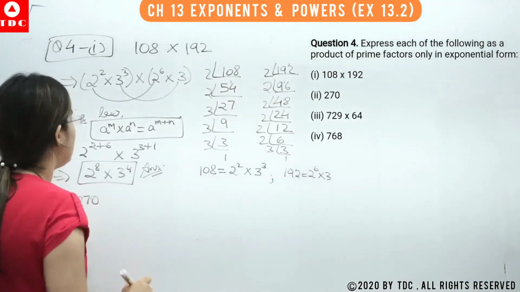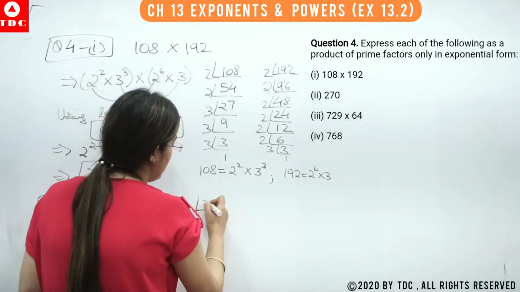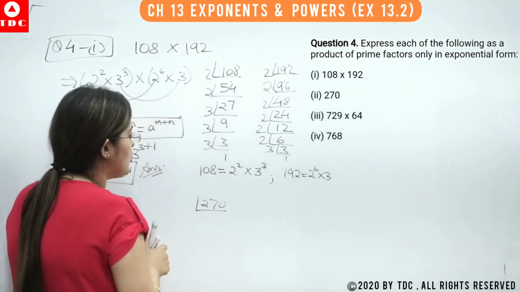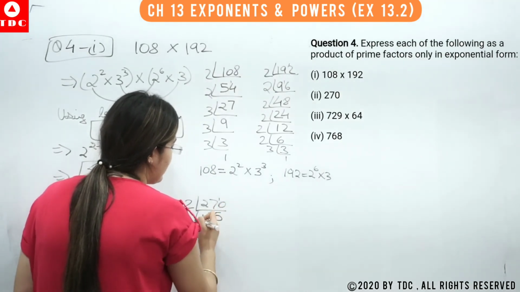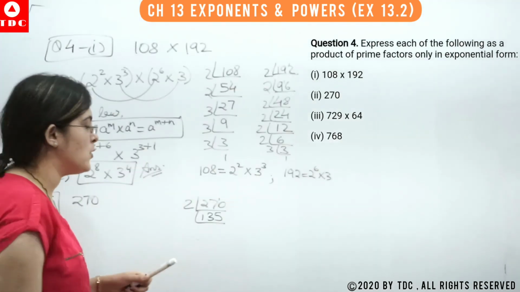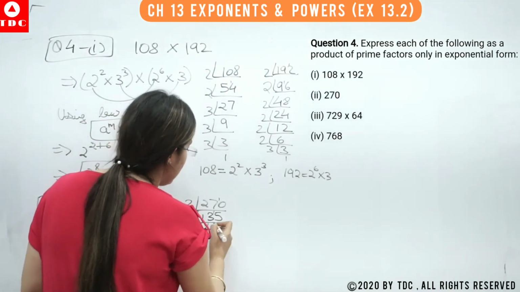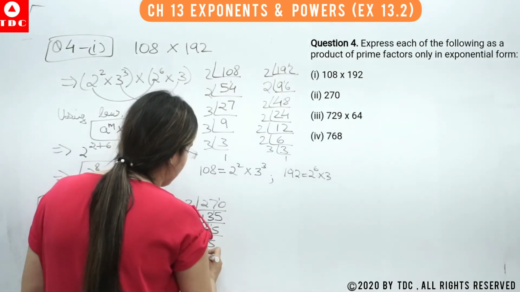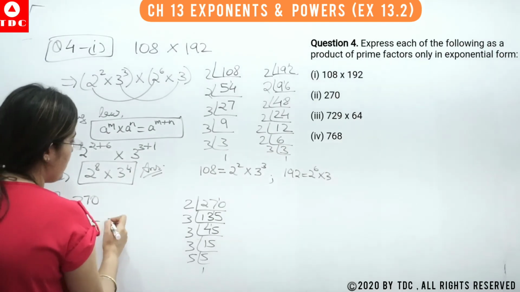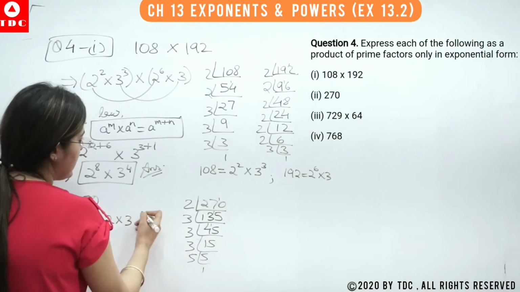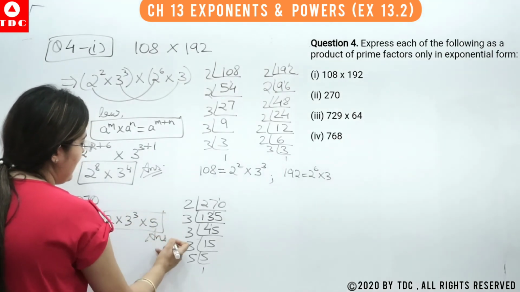It is 270. So 270, first let's prime factorize it. Let's start from 2. 2 1s are 2, 2 3s are 6, 2 5s are 10. Okay, then we could use 3. 3 4s are 12, 3 5s are 15. 3 1s are 3, 3 5s are 15, 3 5s are 15, 5 1s are 5. So 270 could be written as 2 into 3 to the power 3 into 5. This is your final answer.